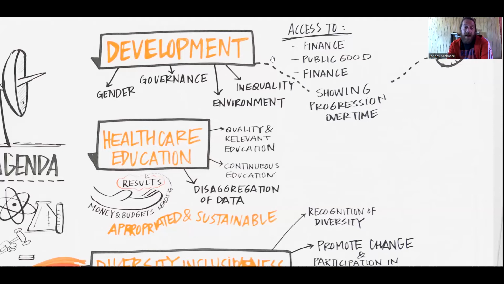And on the side, it's got access to finance, public good, whatever that means, access to public good. Everybody wants access to public good. What does that mean? Access to finance, public good, finance. So they put that in twice, showing progression over time. So they want this development that shows progression over time. And they're going to do it by talking about gender, inequality, and the environment. And the only other thing is governance.